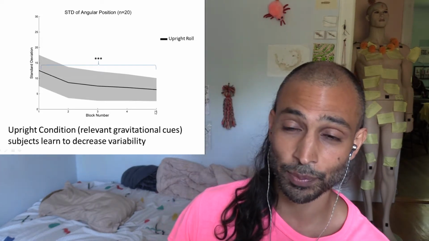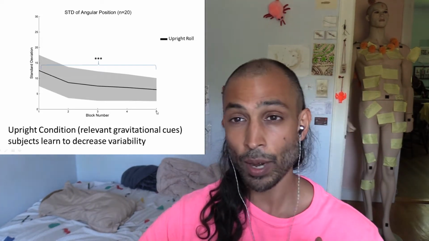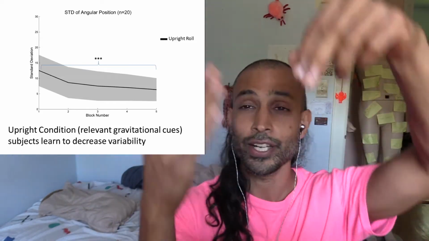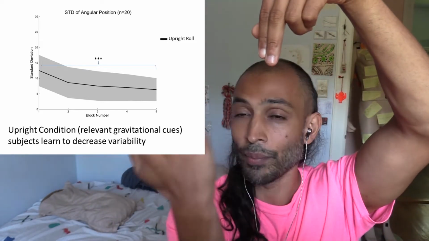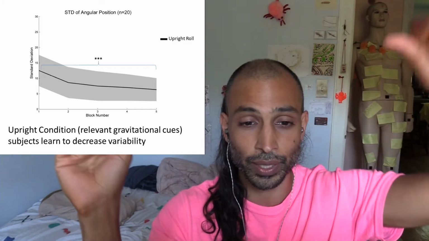Block 5 is late in the experiment, about 40 or 50 minutes in. And my experiments are wicked simple. You just go in the machine, just try to balance to the best of your ability, minimize that variability. That's pretty much all you're doing.